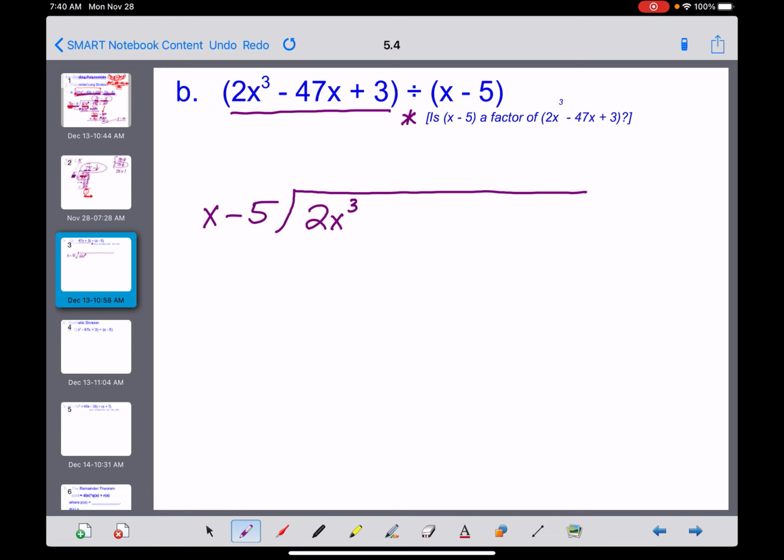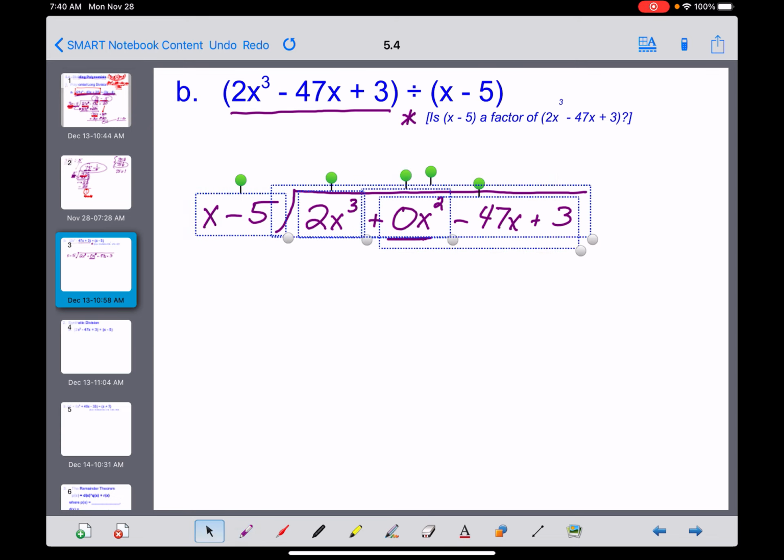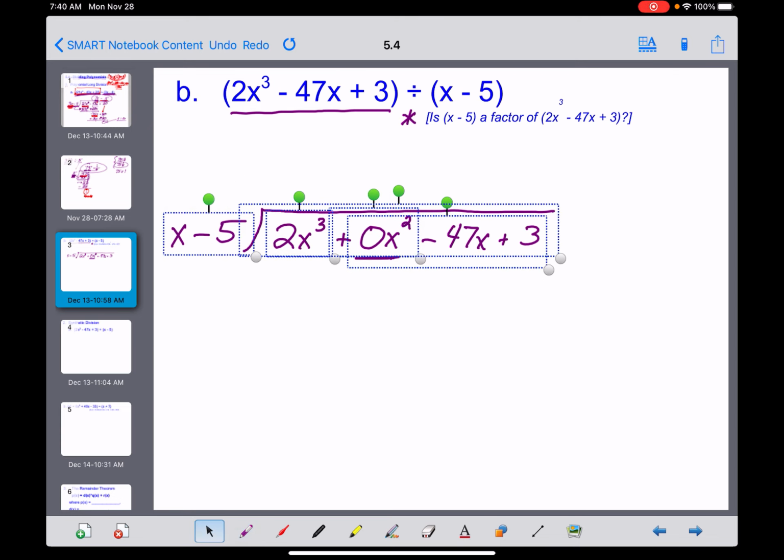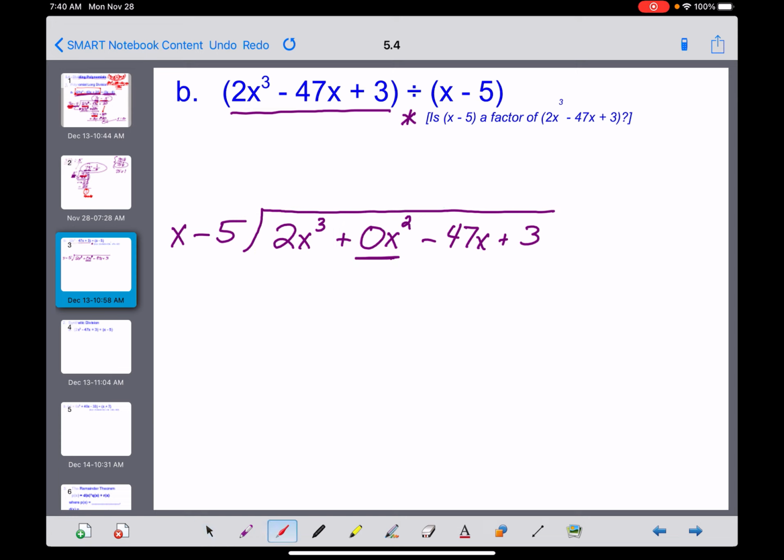So if they're ever missing a term, we have to include it here. So I'm going to put a plus 0x squared. You'll see why I had to do that in just a second, guys. Now, other than that, I'm going to go then in order with a minus 47x and then a plus 3. But you can't skip any terms in your dividend when you're writing it in polynomial long division. I'm going to slide that a little bit over to the left. I think I'm going to need that room. Okay, guys, let's get started.